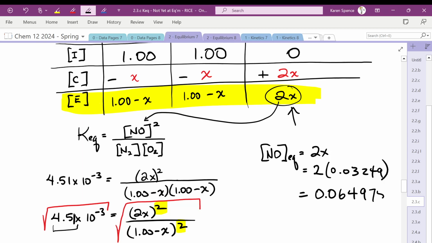And then we say, how many sig figs do we have? Well, there's 3 sig figs here, 3 sig figs, 3 sig figs. That 2 in front of the x doesn't count. So we should have 3 sig figs. So that's going to become 0.0650. Do we need a unit? Yes, because this is concentration. So it's going to be molar.